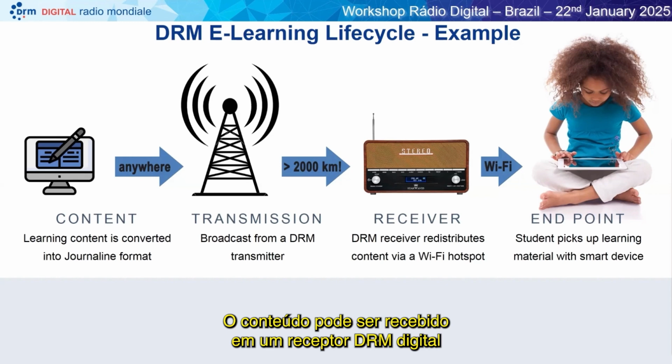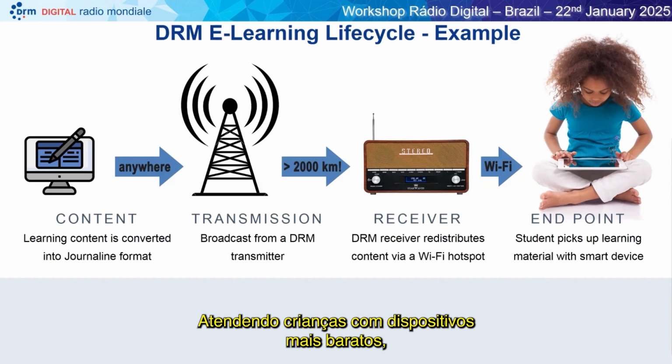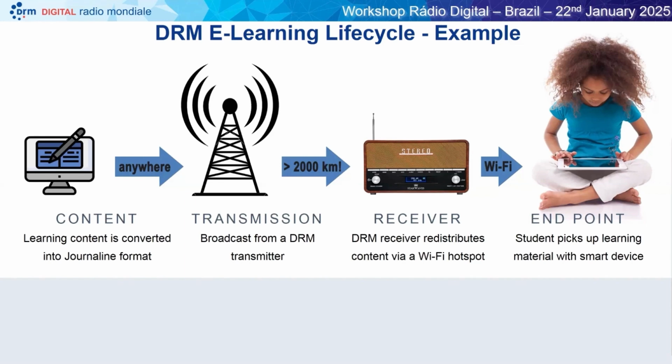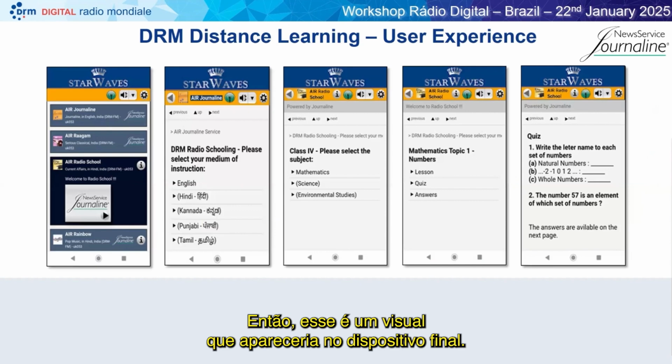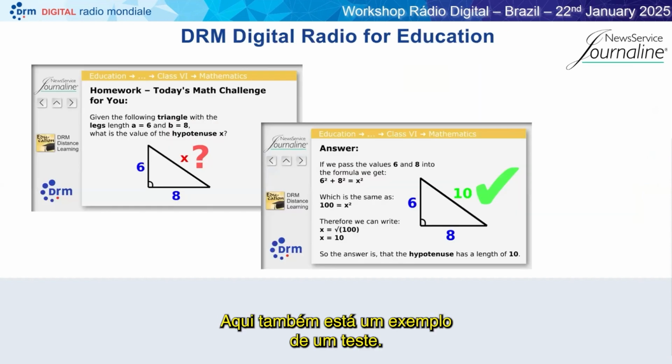Whatever it is, it can be received in a digital DRM receiver, and the content can then be distributed from a built-in Wi-Fi hotspot and reach children with their end devices, like some cheap tablets or whatever you can give to them, but they don't need internet to connect. So this is what it could look like on the end device. This is an example for some mathematics lessons. Here is also an example for a quiz, so interactive activities are also possible.